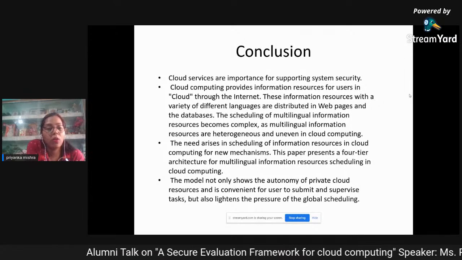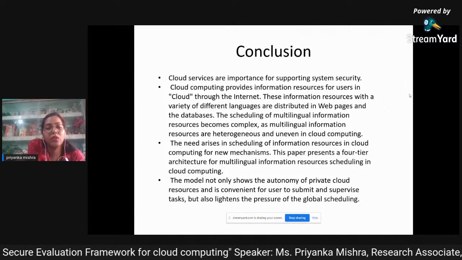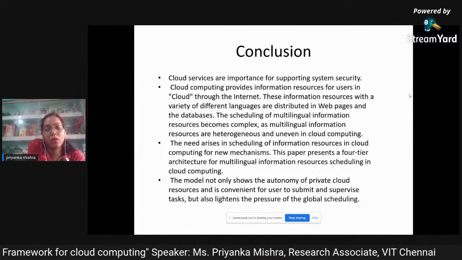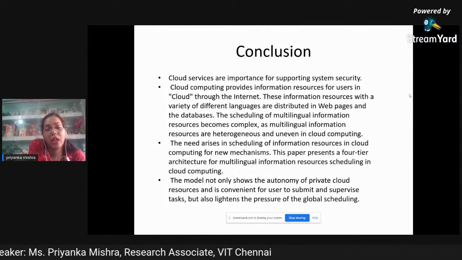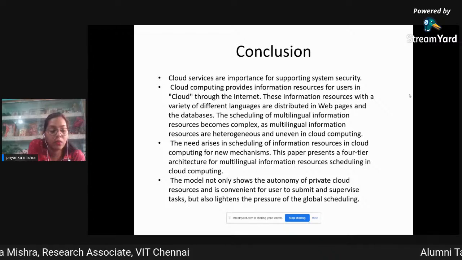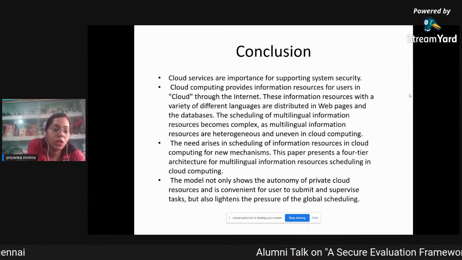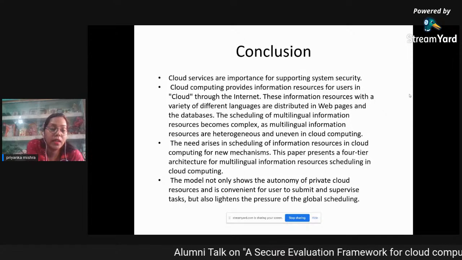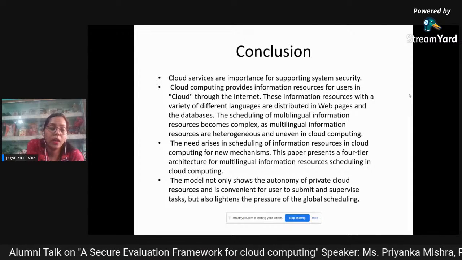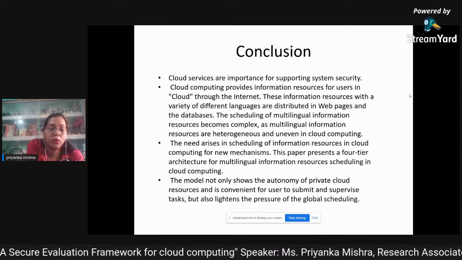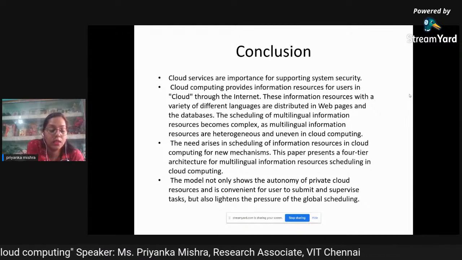It not only shows a private cloud resource that is convenient to users, but also lightens the pressure of governance. In a financial system, we can also store user information, which is high risk. In cloud security, hackers can directly steal money from people. So we need more knowledge about these security concerns.